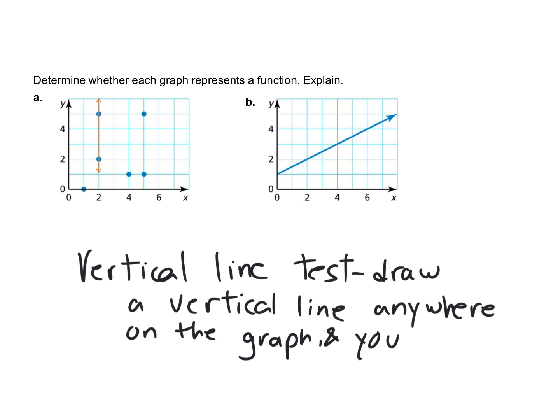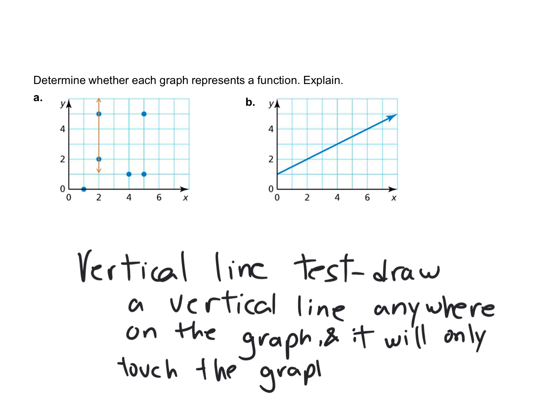Well, let me write it because it's the line, not you. And it will only touch the graph in one place. Place or point. Now, what does that mean?